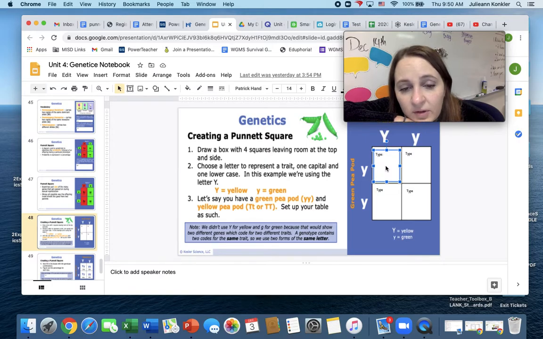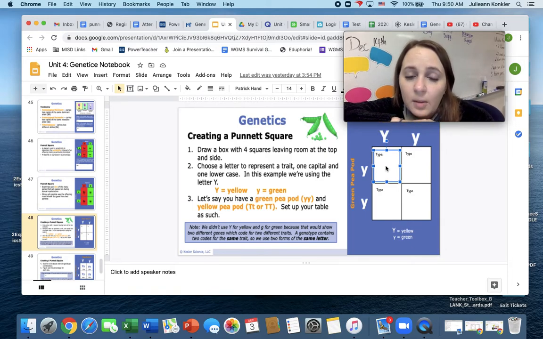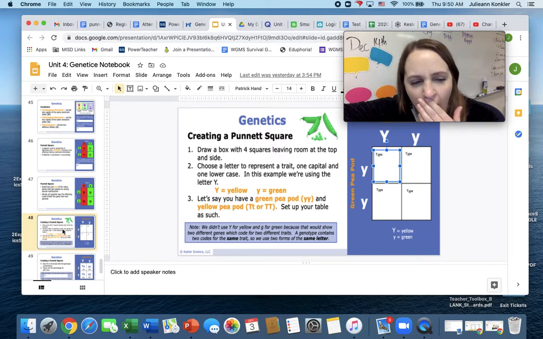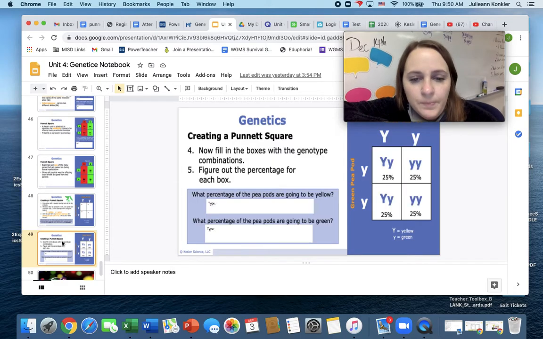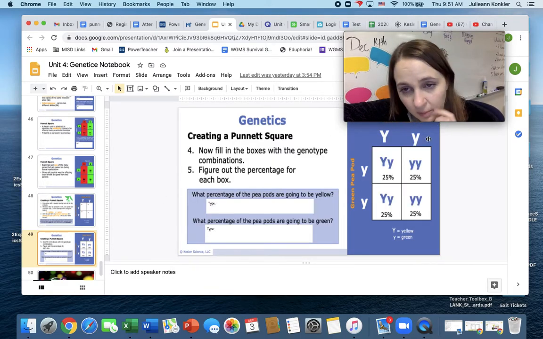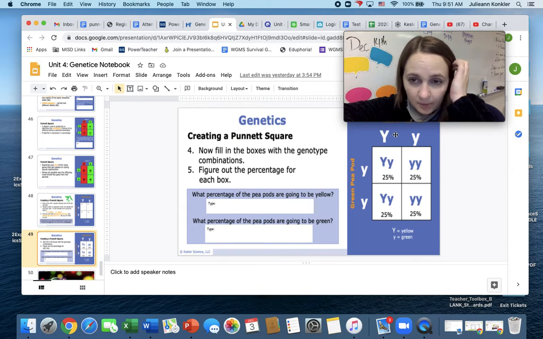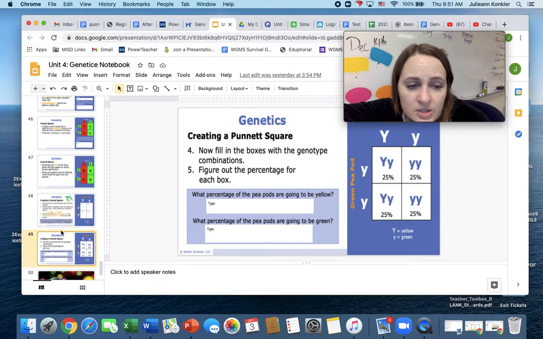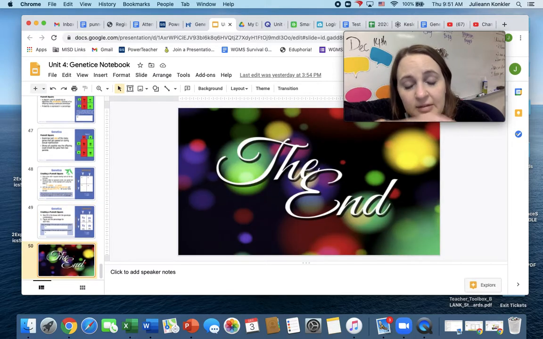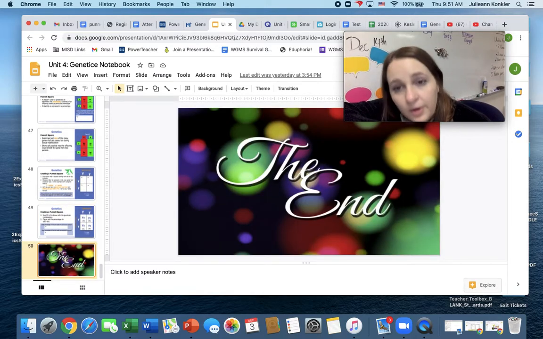Let's say you have a green pod, which is lowercase, and a yellow pea pod, which is capital. Set up your table for this. And it kind of has it set up for you. Okay, and then this is what it should look like if you did it the same way. If you didn't do 2 capitals, if you just did a capital and a lowercase, it'll look like this. And then we're going to answer the questions. And then that is the end of our notebook.